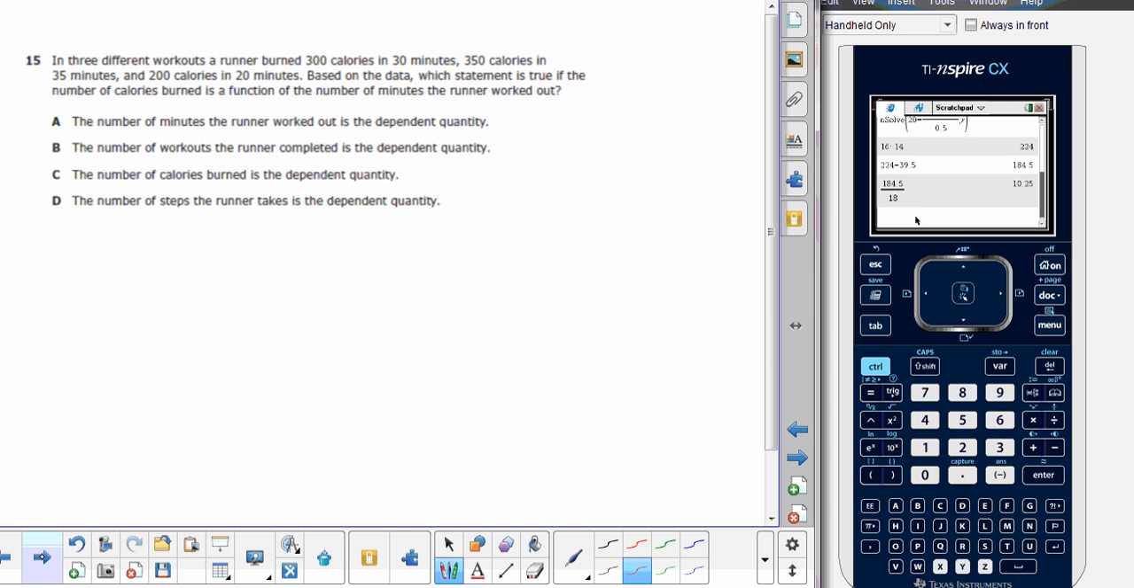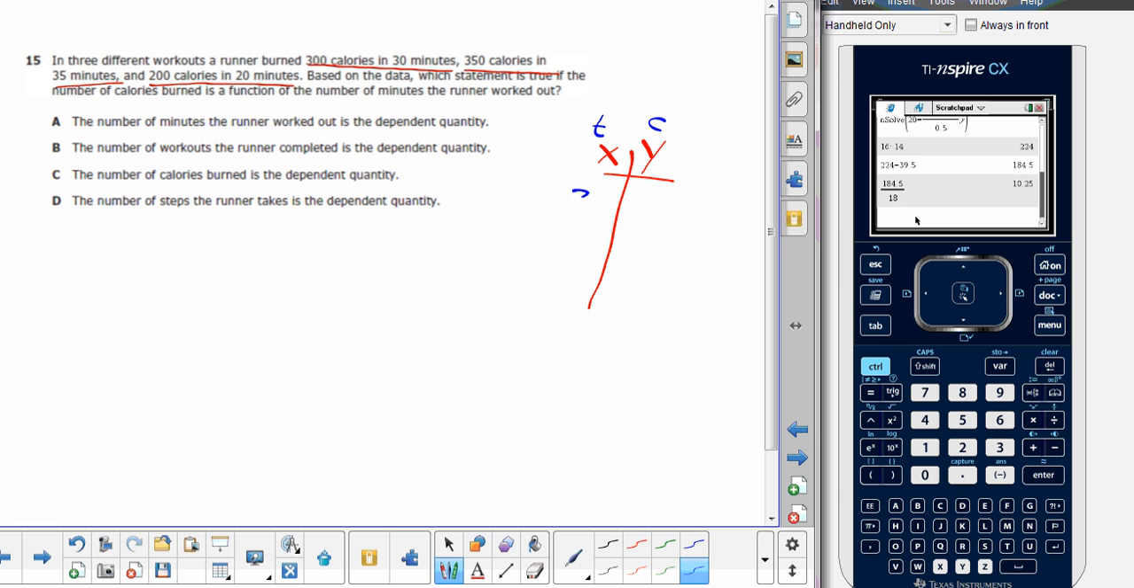Now let's go to number 15. In 3 different workouts, a runner burned 300 calories in 30 minutes, 350 calories in 35 minutes, and 200 calories in 20 minutes. Based on the data, which statement is true about the number of calories burned as a function of the number of minutes in the runner's workout? So let me do a table. So this is X and Y. Always I'm using X and Y, but in this case, this is the minutes and this is the calories he burned.